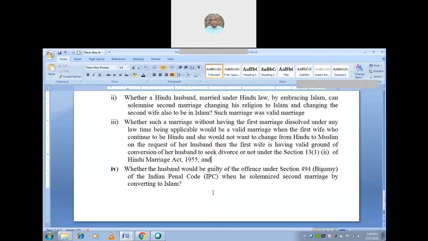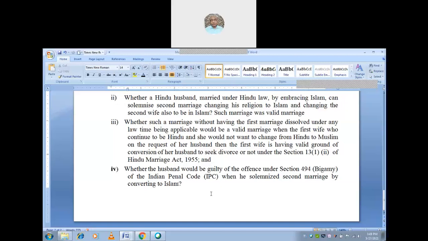Then whether the husband would be guilty of the offense under Section 494, bigamy, of the Indian Penal Code (IPC) when he solemnized his second marriage by converting to Islam. So when you are arguing on behalf of the appellant, what do you say? If you don't know, say pass on. I will give the answer. Don't know, sir. See, when you are arguing on behalf of the appellant, means the wife, what do you say? Has the husband committed 494 or not? Committed, sir. When you are arguing on behalf of the wife, then you can say that the husband committed 494.